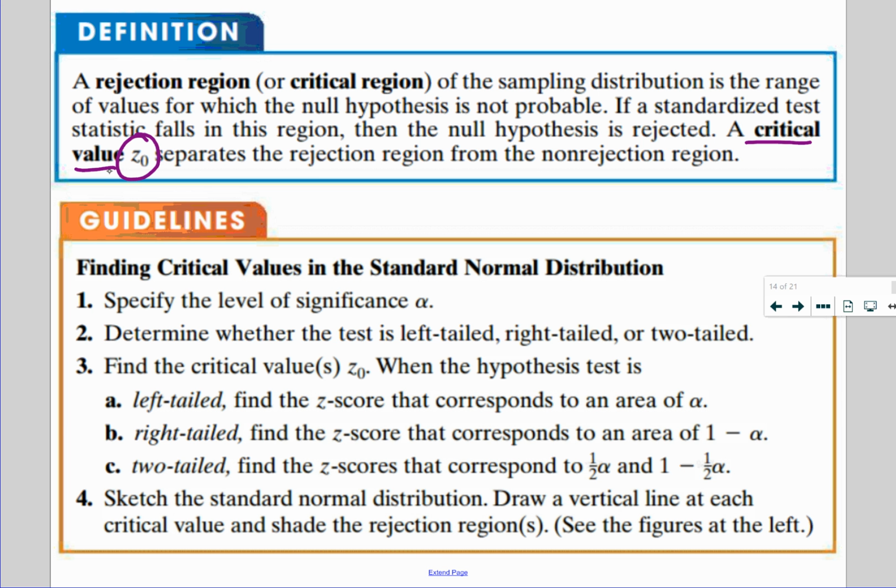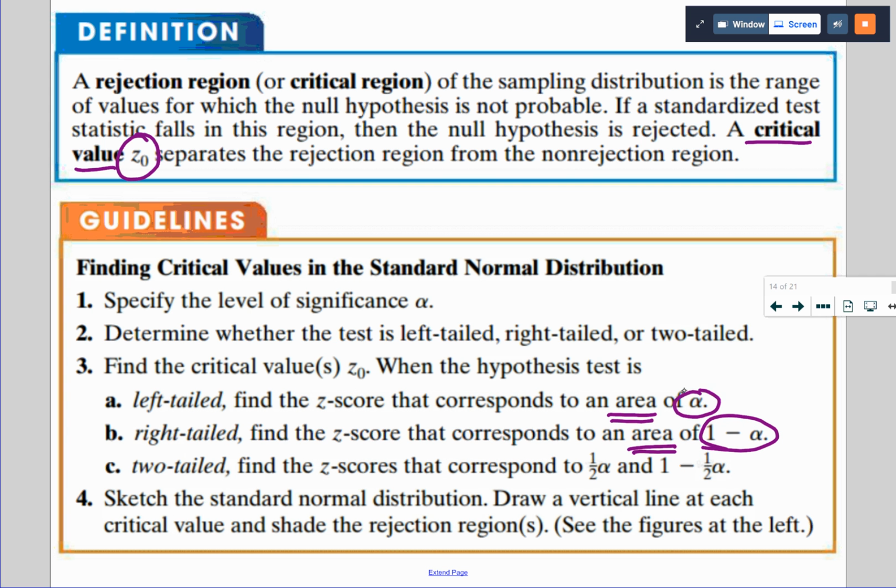So guidelines that we're going to be using: we're going to find the level of significance on our own, or a lot of times you're going to be given that. Then you're going to figure out, or review what we did before, left tail, right tail, or two-tail test, and then we're going to find the critical values. And we'll be able to find the area with those. If it's a left tail test, it's just going to be the area to the left, like we've practiced. If it's a right tail test, it's 1 minus our area. And if it's a two-tail test, our z-scores are going to be half and 1 minus half.